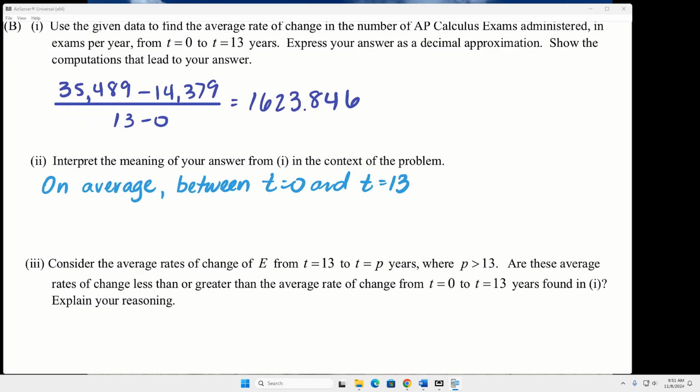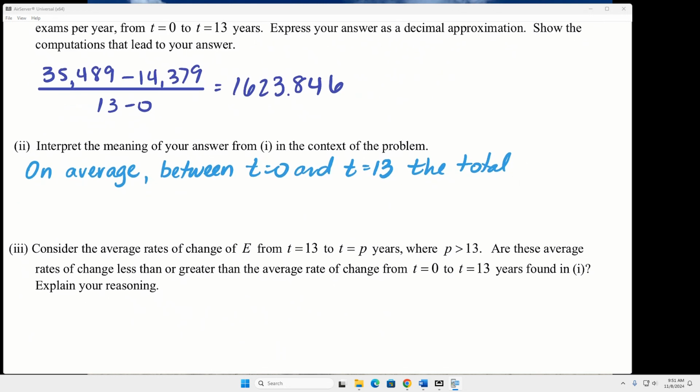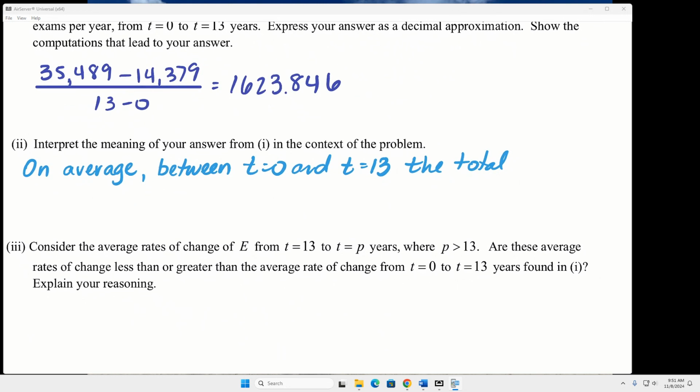And then what is changing? The number of students. Close. Number of exams. Now, our school, you're required to take the exam, but not all places are like that. All right, so the total number of AP calculus exams.